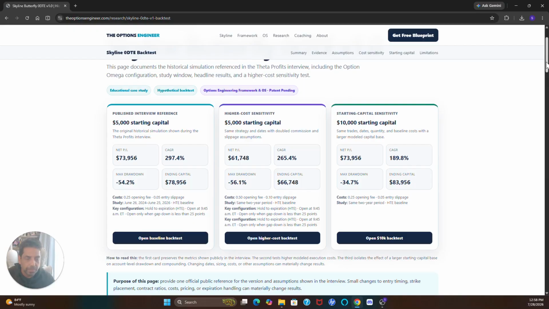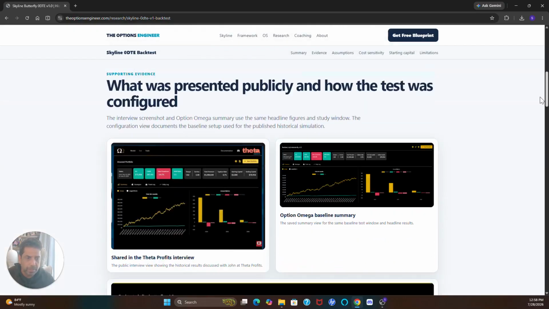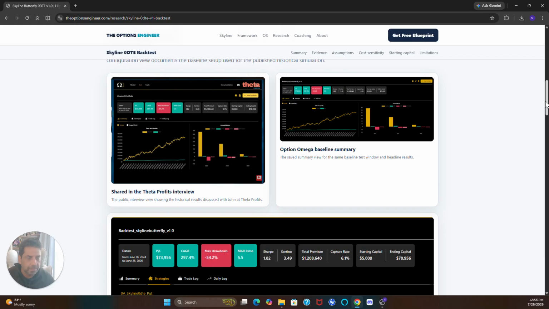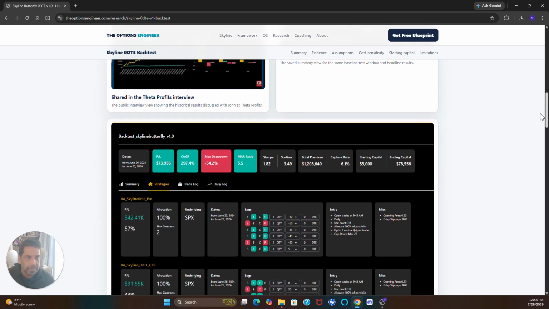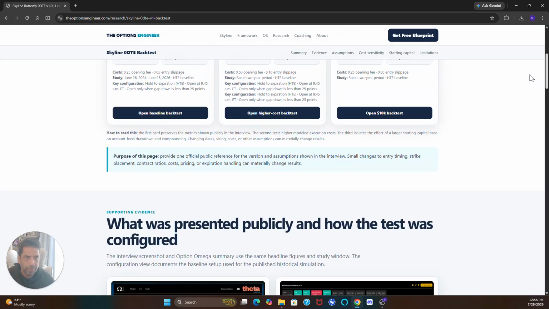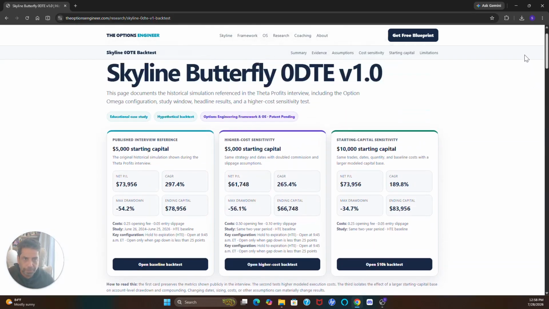4 missions. The other aspect to look at this page is there are the podcast, and then there are snapshots of the same configuration and same results from the Option Omega on the baseline configuration. So please review this page and let me know if you have any questions and thoughts.